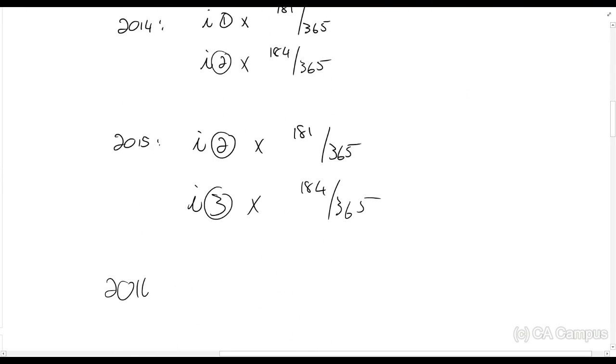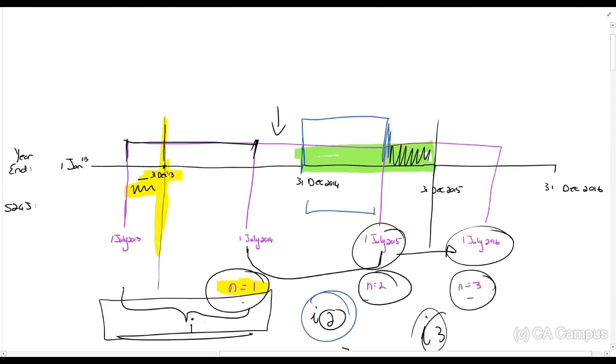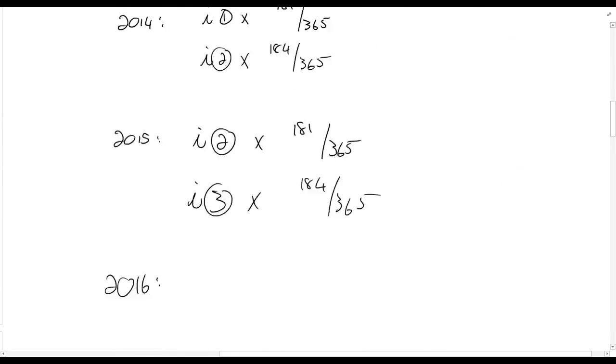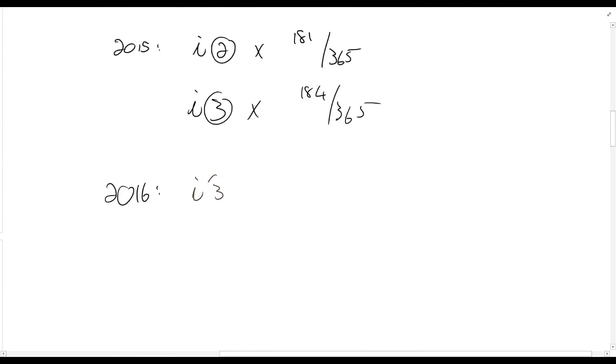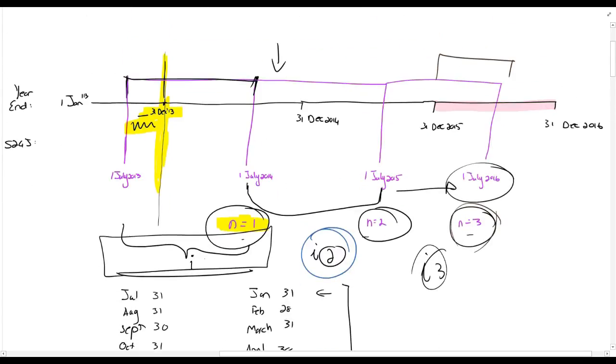Then in 2016, what happens? So let's clean up again. It runs from December 2015 to December 2016. We only have this period from January until July, where we will use N3 or I3. So I3 times 181 over 365. Right, so guys, that is the apportionment that you need to understand. You need to be able to draw it up like that.